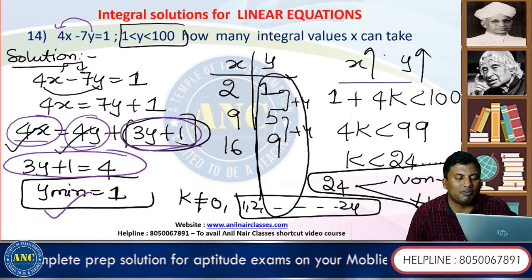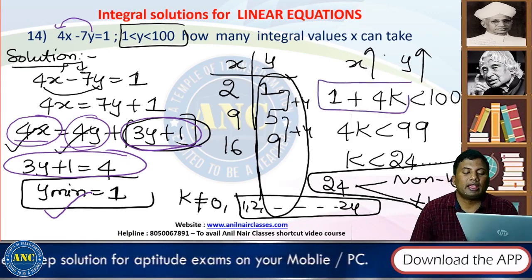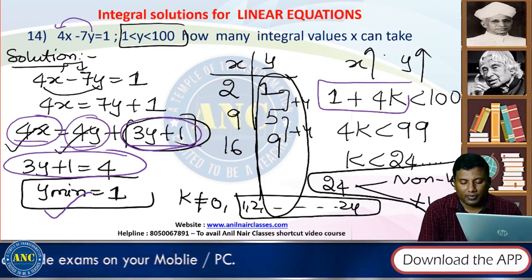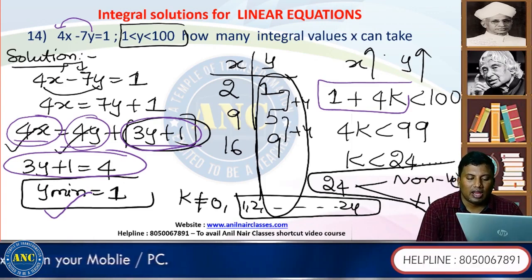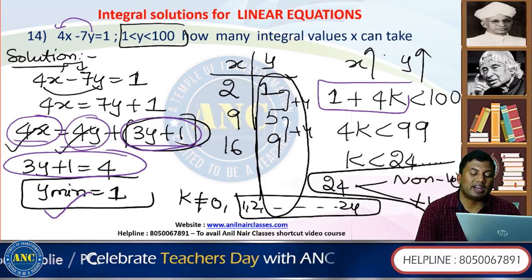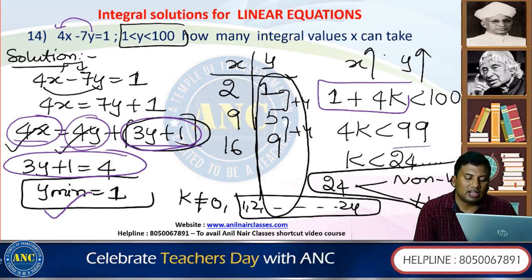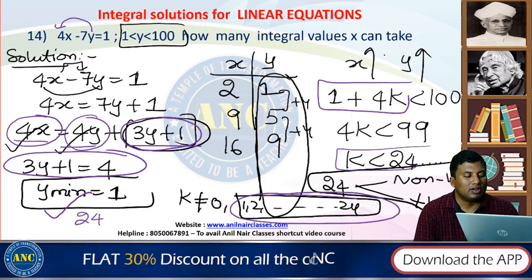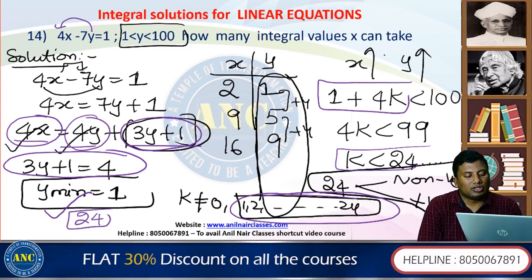The form of y is 1 plus 4k. K cannot be 0. If k is 0, I will get 1, but y is greater than 1. So k takes all the values from 1 to 24. Are you all with me? The answer for this question is 24 values. I hope it is clear.